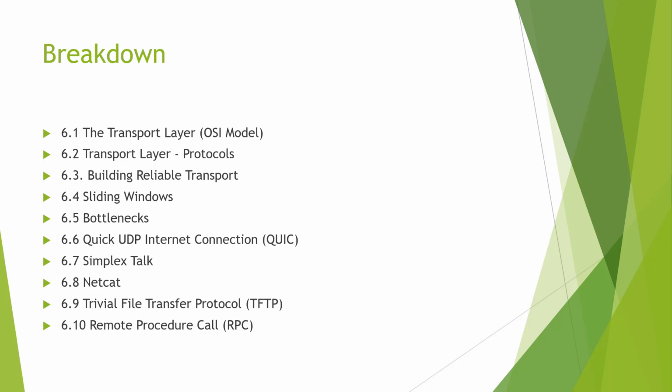Overall breakdown, there are 10 sections in this lecture. We're going to start with the OSI model, talk about protocols, talk about building reliable transport communication, slide into our windows sliding methodology. We're going to talk about bottlenecks, QUIC, move from QUIC into Simple Talk. We're going to end that part of the conversation with a utility called Netcat, and then we're going to end the overall lesson with reviewing two key protocols that use UDP, the TFTP and RPC protocols. So let's go ahead and jump right on in.